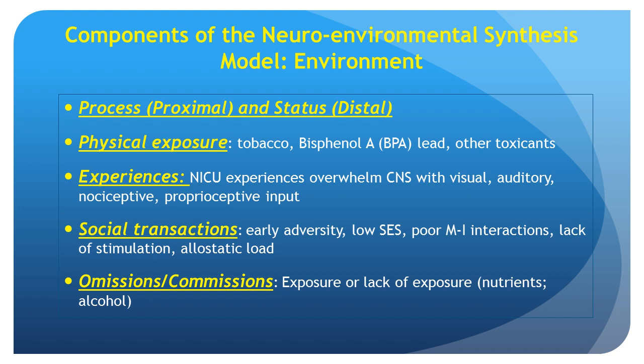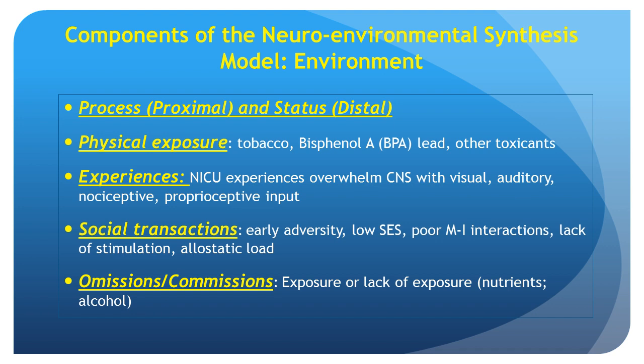Then we have the environment. Proximal, which is close in, would involve such things as the mother-child interaction, stimulation in the home, the effect of siblings. The status factors would be the neighborhood, socioeconomic status, poverty, and so on. With respect to the environment, you have physical exposure of a negative type oftentimes, such as tobacco, BPA, lead, or other toxicants, such as drugs.